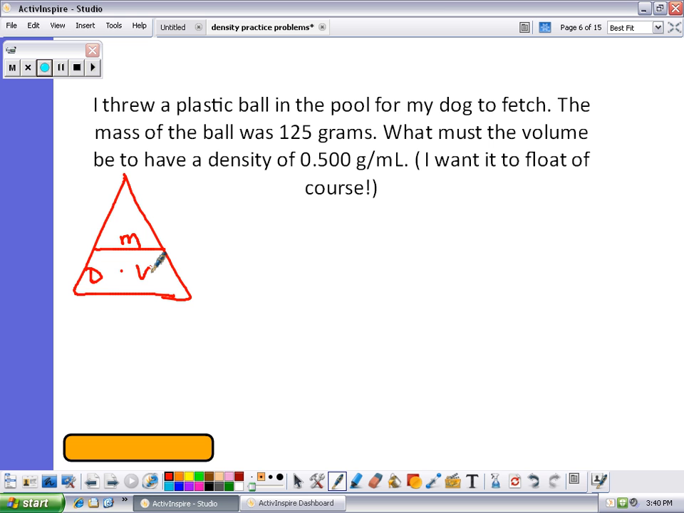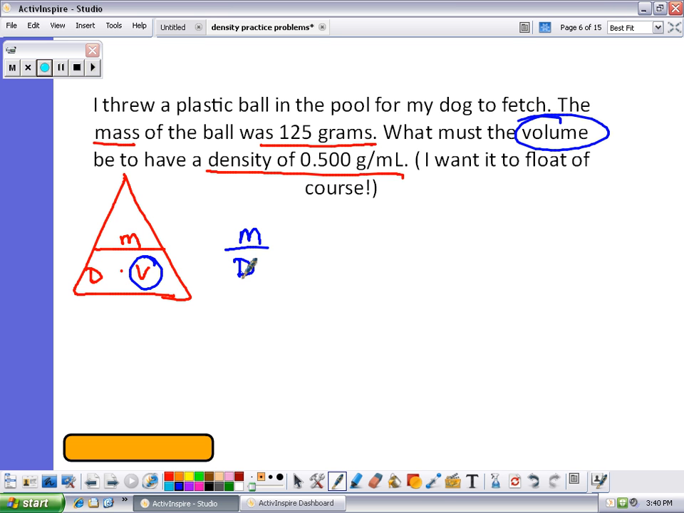And this is I threw a plastic ball in my pool. The mass of the ball, so we have mass, it's 125 grams. What must the volume be to have a density? So they give you the density. So what we're looking for is volume. This is a new variable we haven't solved for yet. So we're looking for volume. So that means that we divide mass by density.